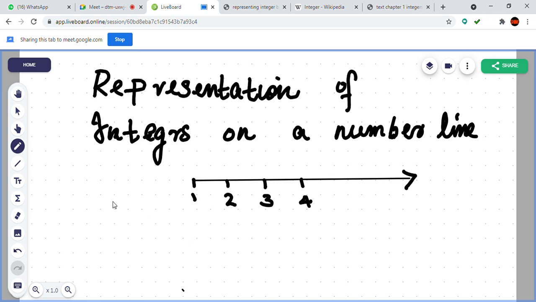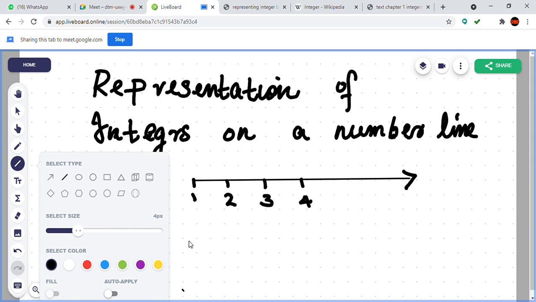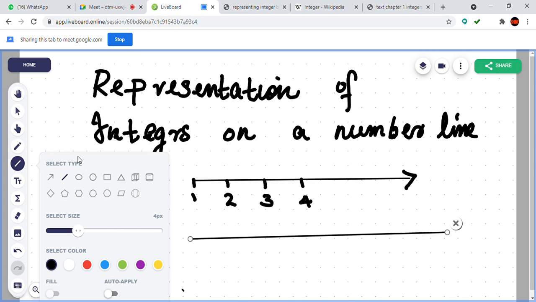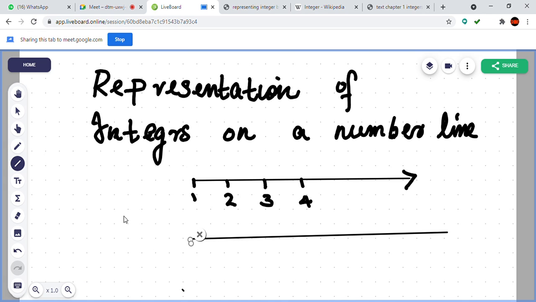Then in case of whole numbers, how can we represent them? 0, 1, 2, 3. The first point is 0. Here we write it as 0, then 1, 2, 3, etc. Here also we have the arrow mark, because the right side is extending. But the starting number is 0: 0, 1, 2, 3, etc. Before, it was 1, 2, 3, 4, etc. That means here 1 is the first natural number and here 0 is the first whole number.